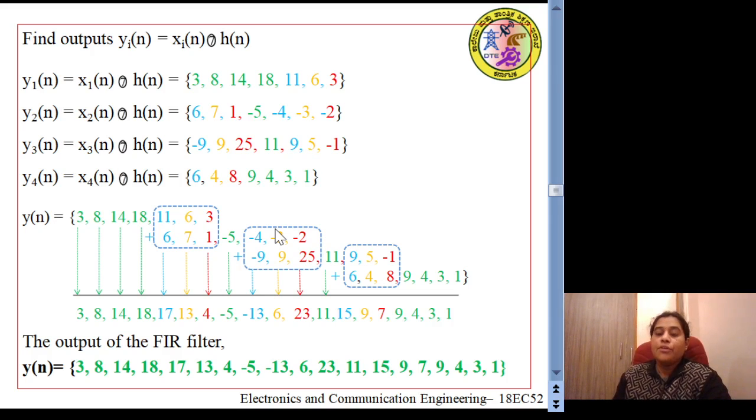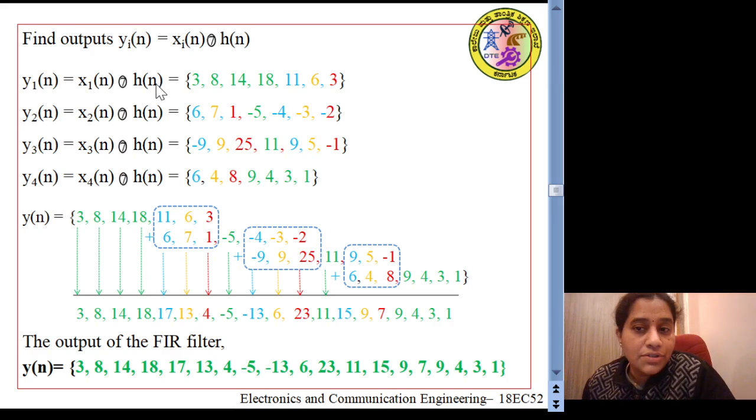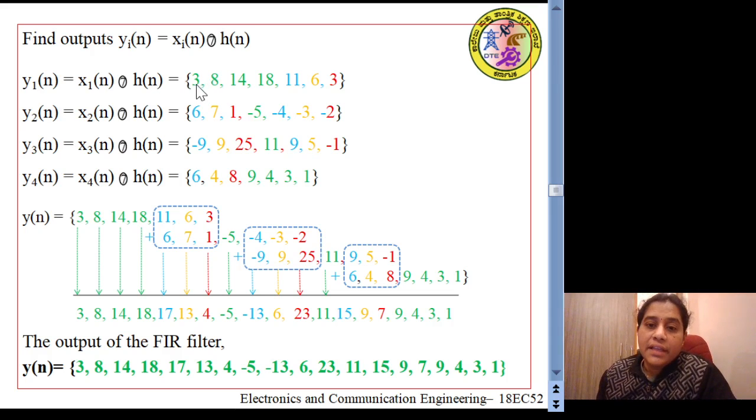Next, we have to find the circular convolution of blocks of input with the impulse response of the given FIR filter. So, the first output block will be obtained by 7-point circular convolution of the first input block and the impulse response. So, we obtain the output block samples as 3, 8, 14, 18, 11, 6 and 3.